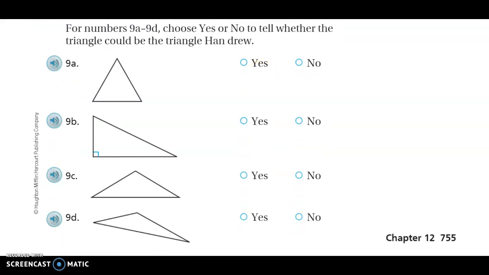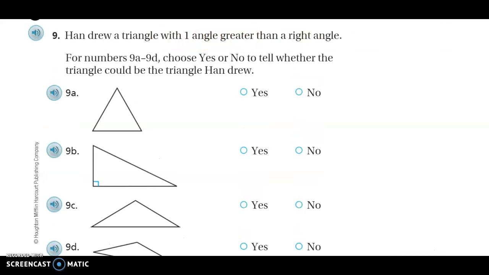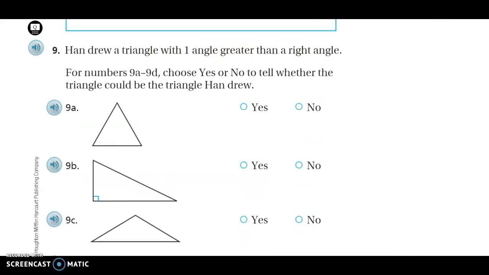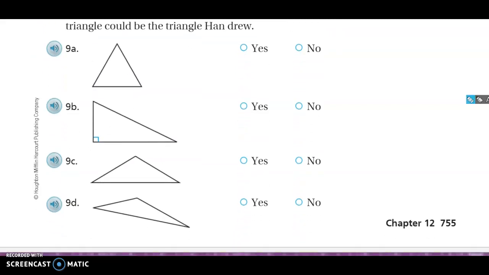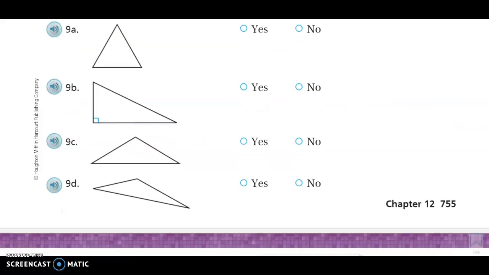Han Solo is drawing triangles here. Yes or no, whether the triangle could be the one he drew. The big clue was it has to have one angle greater than a right angle. Number 9A does not have an angle greater than a right angle. 9B does not have an angle. This is 90, but it's not greater than. 9C does have one, so this would be an obtuse triangle. And 9D also has an obtuse angle right there. There's the big angle in this one, there's the big angle in that one. An obtuse angle is an angle greater than 90 degrees, bigger than our right angles.